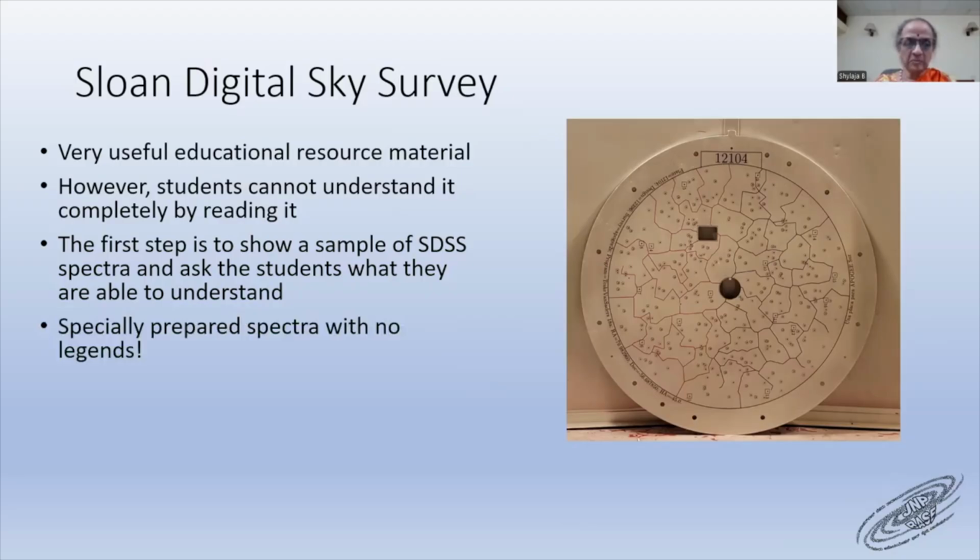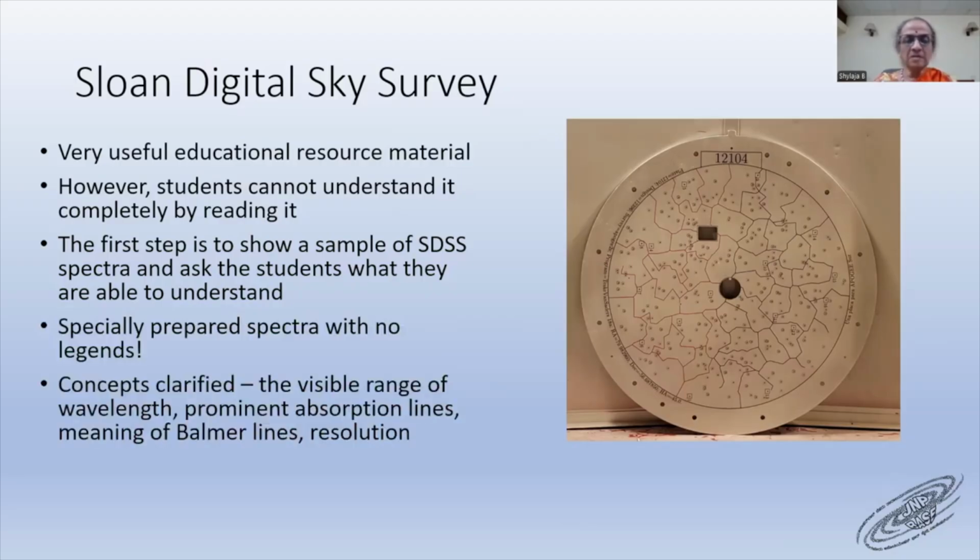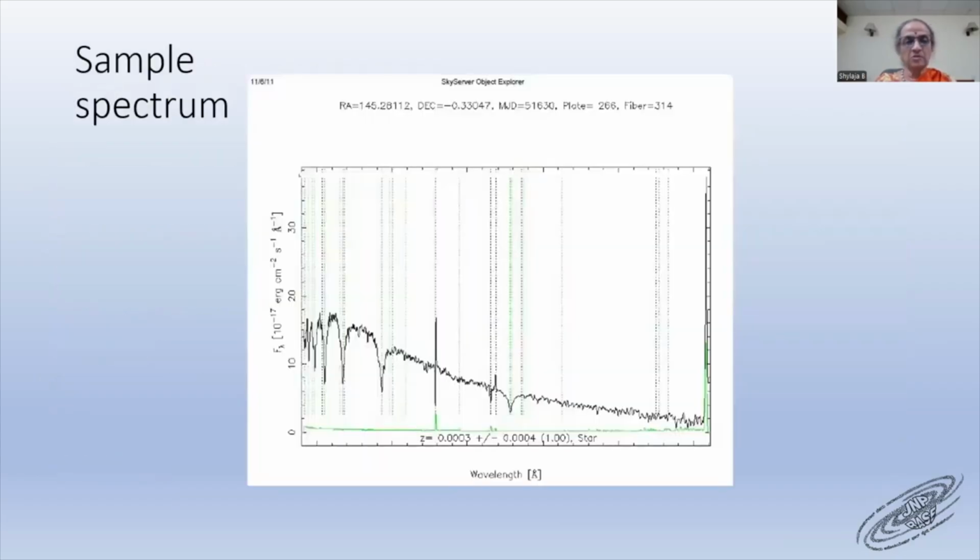I will just show one sample, and then the concepts that we are going to discuss will include what is the visible range of wavelength, what are the prominent absorption lines, the meaning of Balmer lines and the resolution, and what is the meaning of continuum in a star spectrum. So this is the sample spectrum I show them.